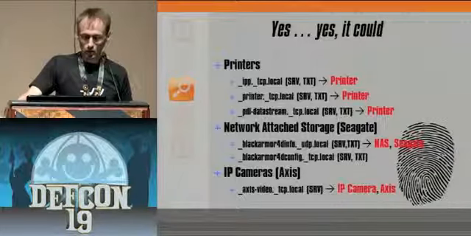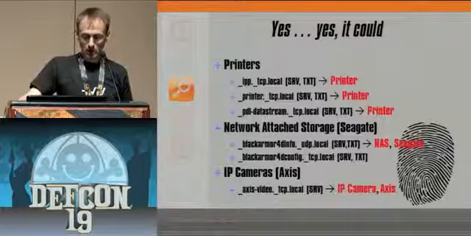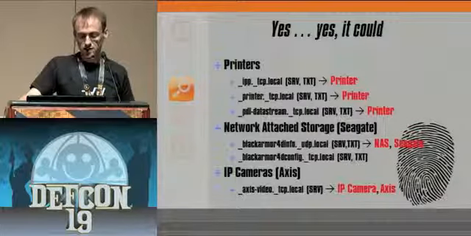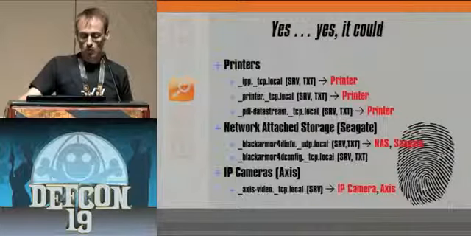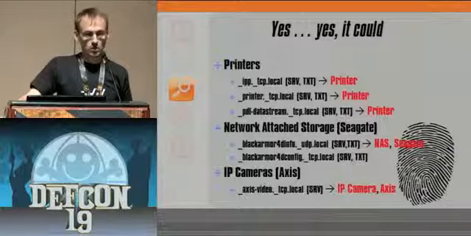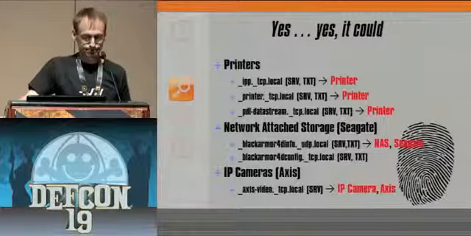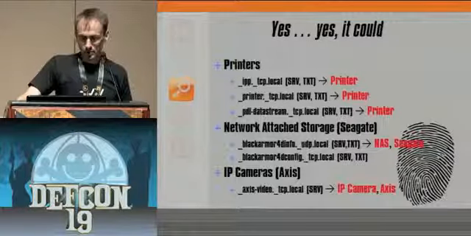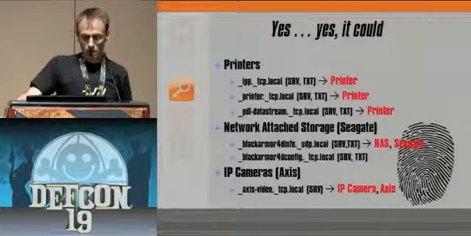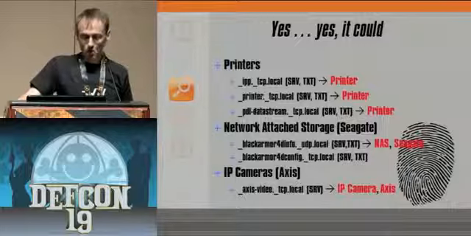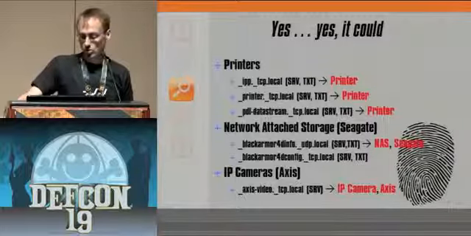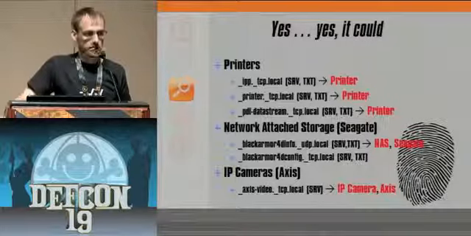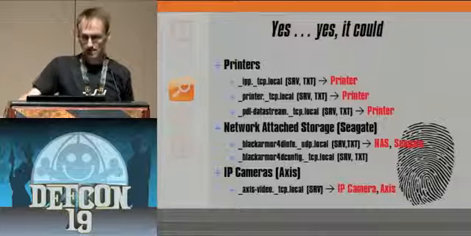Now, if you have Black Armor 4D Info UDP local, Black Armor 4D config TCP local, service and text records, you're not only dealing with a network attached storage or NAS, but you're also dealing with one specifically from Seagate. IP cameras, if you have a host with the Access Video TCP local service record on it, you're pretty much dealing with an IP camera, and you are dealing with an Access IP camera. They're very specific in that name.